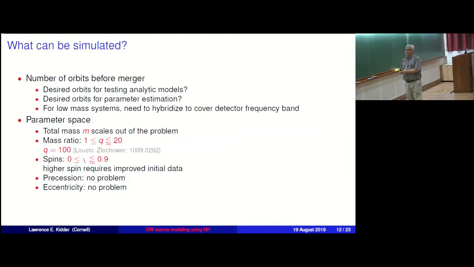Mass ratios between 1 and 20 have been simulated. There have been a few cracks at mass ratios higher, just as a demonstration they can be done, but this Q equals 100 case had less than 1 orbit before merger. So pushing to these higher mass ratios is a challenge still. Spins up to 0.9 of maximal can be handled fairly routinely. Higher spins require improved initial data. Precession doesn't provide any additional challenges for numerical simulations, nor does eccentricity.